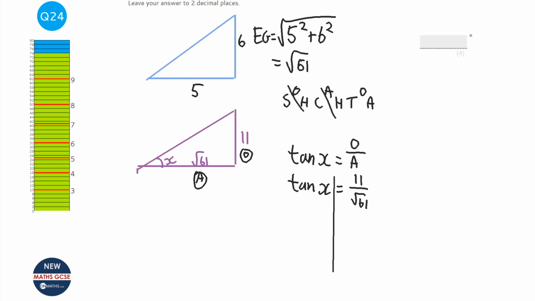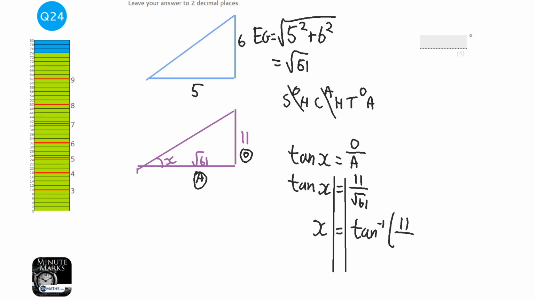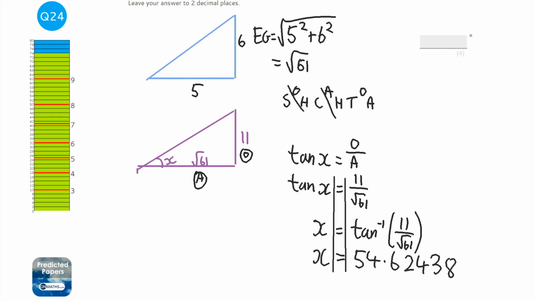And we're going to inverse tan both sides. Just standard trigonometry. So inverse tan and fraction 11 over root 61, and just close the bracket. There we go. And it says that X is 54.62438 and so on. It wants 2 decimal places, so the answer I'm going to write is 54.62.